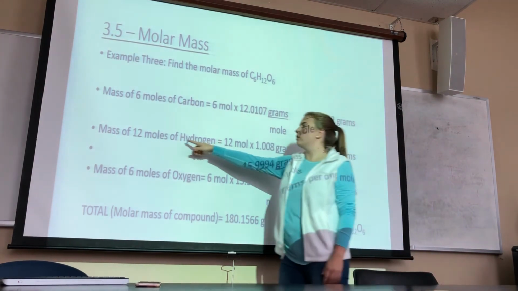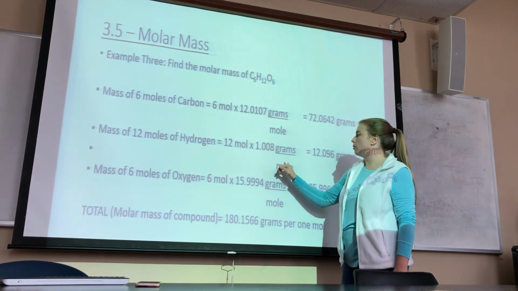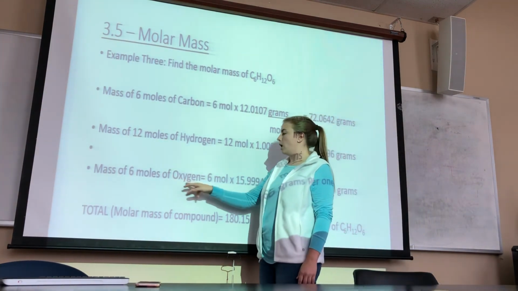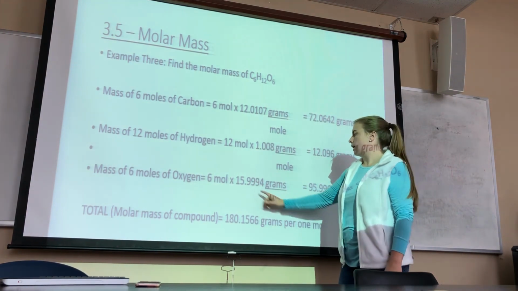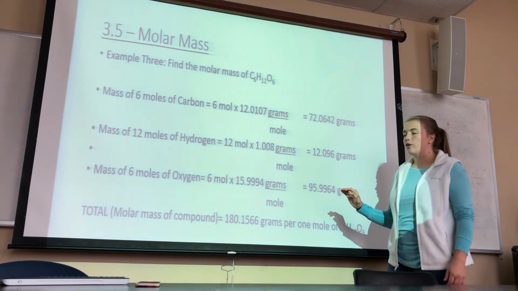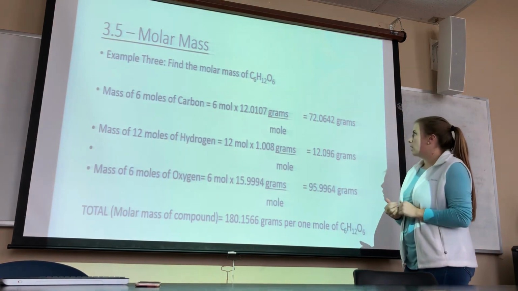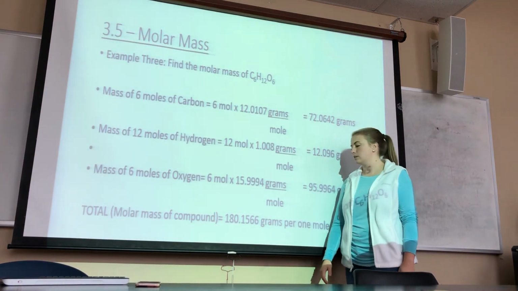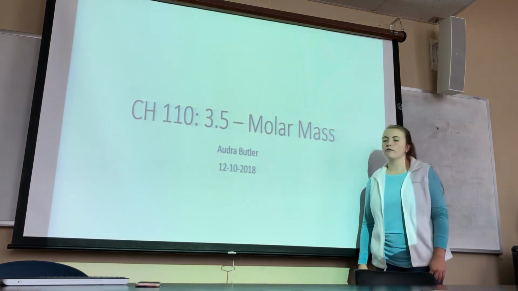Then you're going to take 12 moles of hydrogen. So 12 times the atomic mass of hydrogen, canceling the moles out, gives you a value in grams. And then you're going to take 6 moles of oxygen times the atomic mass of oxygen, and cancel the moles, and it gives you the weight in grams. So to find the molar mass of the compound, you're going to add them all together. And so the molar mass of this compound is 180.1566. And that's Chapter 3.5, Molar Mass.